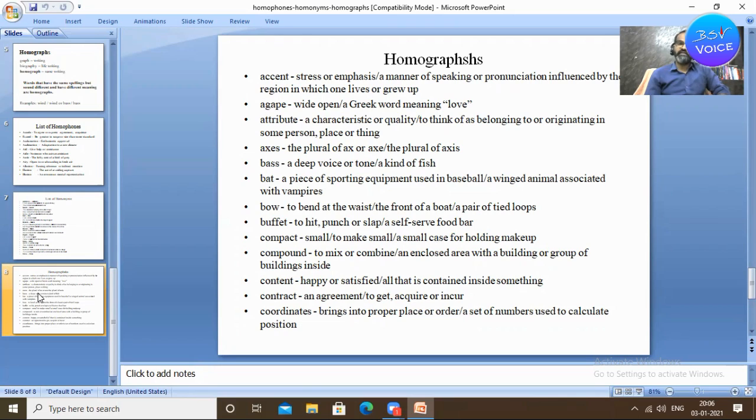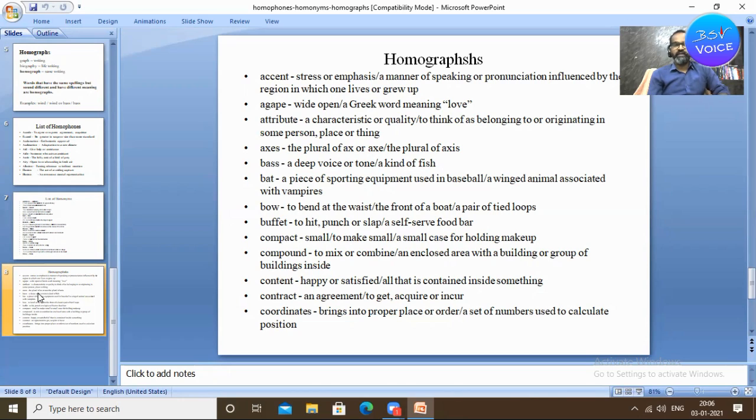Bat, as we learned: a bat is a piece of sporting equipment used in baseball. And a bat is also a winged animal associated with vampires, as I explained already. The bats were available at night, especially in the olden days, but today, even in the forest, people say that the bats are nearly extinct.